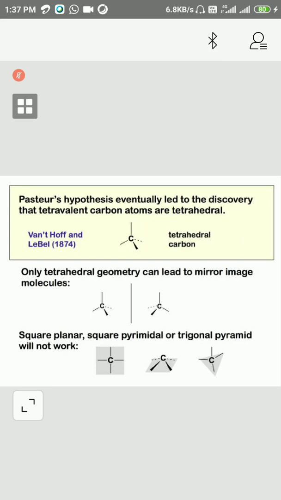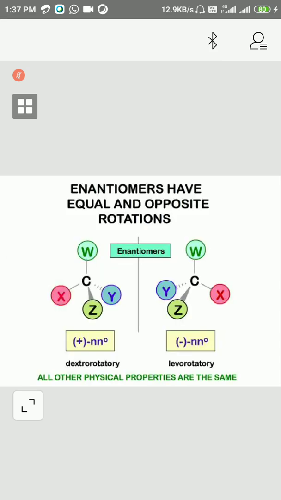Pasteur's hypothesis usually led to the discovery of the tetravalent, tetrahedral carbon atom. Only tetrahedral geometry can lead to mirror image molecules. Square planar, square pyramidal, and trigonal pyramidal will not work. So this is the foundation of tetrahedral carbon also. Here in enantiomers, you can see one is dextrorotatory, one is levorotatory, and they are mirror images of each other.